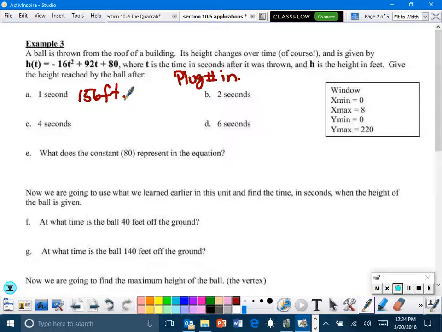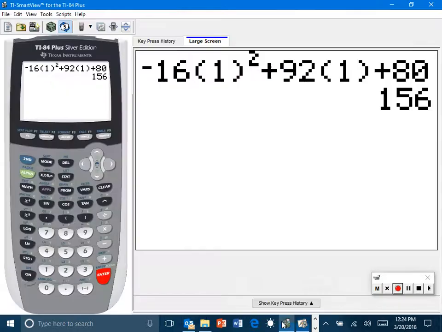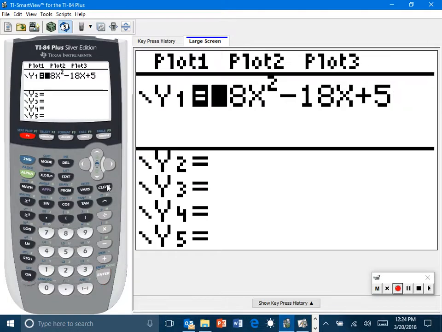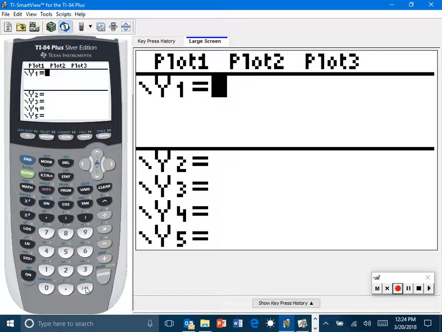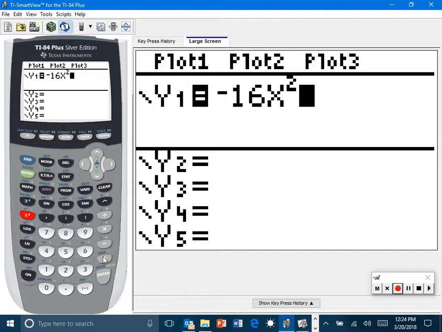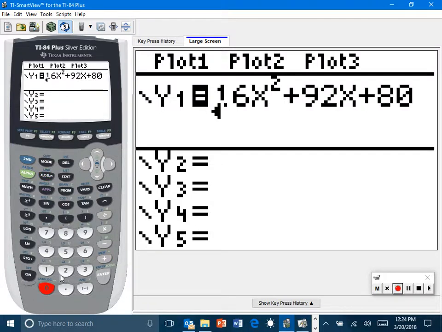Okay, here's another way to do it. We're going to type this into our y equals. So negative 16, replace the t with x squared, plus the 92x, plus the 80. Okay, that's it for now.